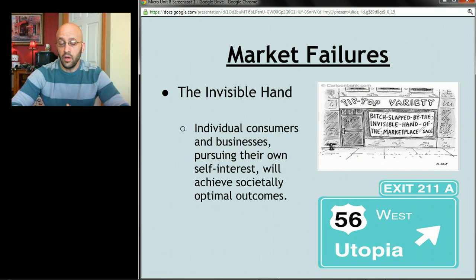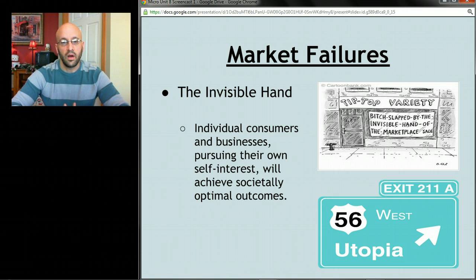All right, so in terms of this semester in microeconomics, when we're talking about government, usually what we're talking about are what are called market failures. To understand what a market failure is, I need to bring you back to the idea of the invisible hand, which I've referenced a number of times over the course of the semester. The idea behind the invisible hand was that individual consumers and businesses pursuing their own self-interest will achieve societally optimal outcomes. That is, there was something always special about equilibrium. There was something special about going to where supply met demand. We saw that that was allocatively efficient.